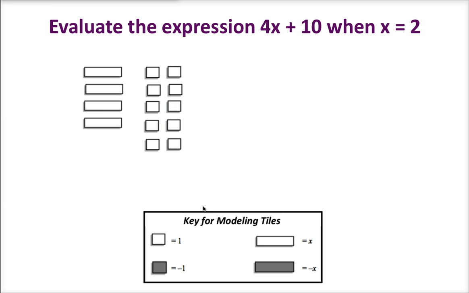Okay. So when x equals 2, that means these x tiles right here, I no longer have to call them x anymore. They're equal to 2. Okay, because I want to know what it is when x is equal to 2. So now I'm simply going to add up the value of this set here. So I have 2, 4, 6, 8, and I have 1, 2, 3, 4, 5, 6, 7, 8, 9, 10 still. So I have 8 and 10 is 18.